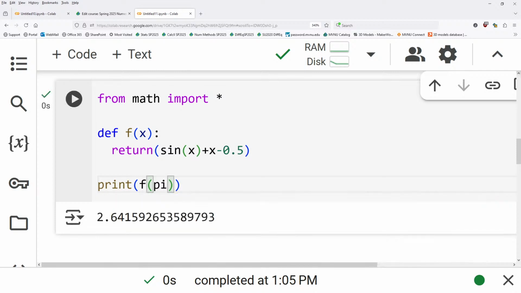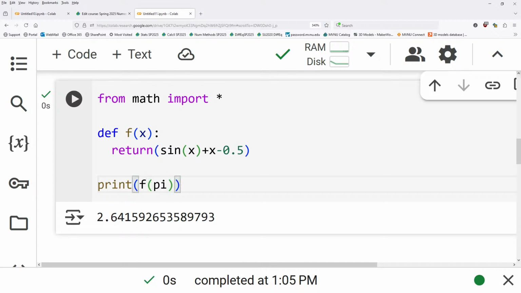Let's see, that would be sine of pi is 0 plus pi minus 0.5. Yeah, I think that's right. So 3.14159 minus 0.5 is 2.64159. Excellent. Okay, so I'm happy with this.